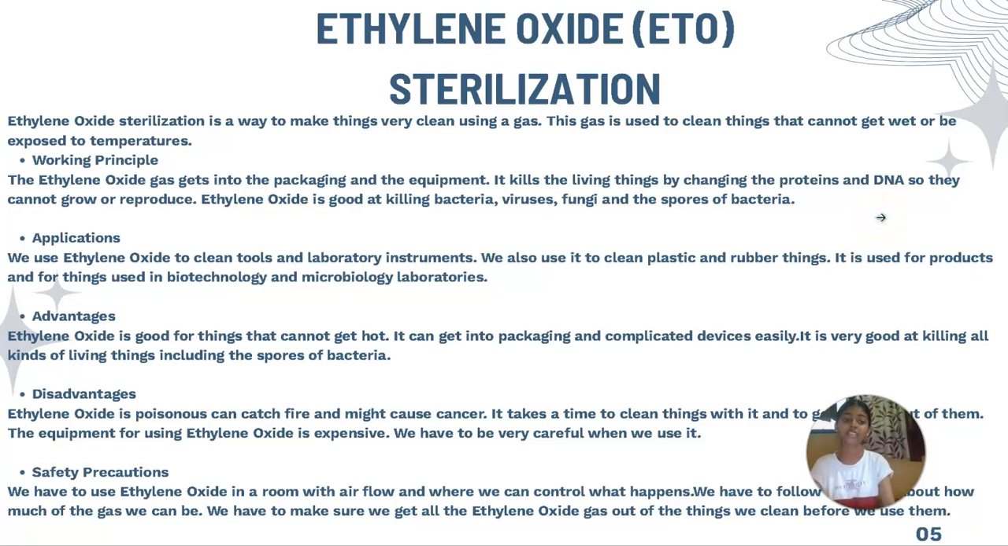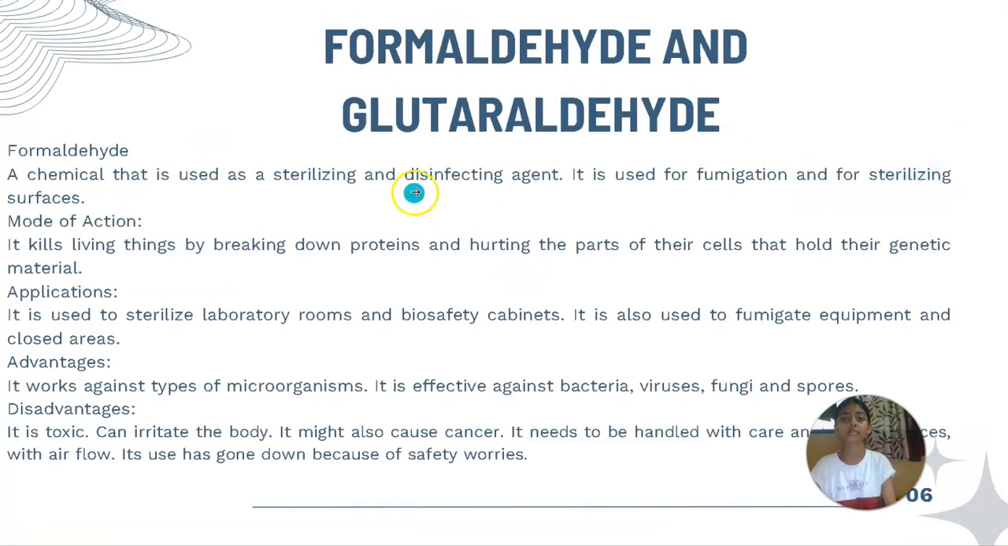There are also some advantages and disadvantages for it. Advantages: ethylene oxide is good for things that cannot get hot. Disadvantages: it is poisonous, can catch fire, and might cause cancer. This is most common because if you are going to use chemical sterilization equipment, it is going to be poisonous and can cause fire. It is common that you cannot avoid this. You cannot use it without the components it has.